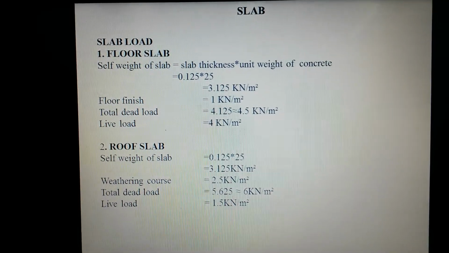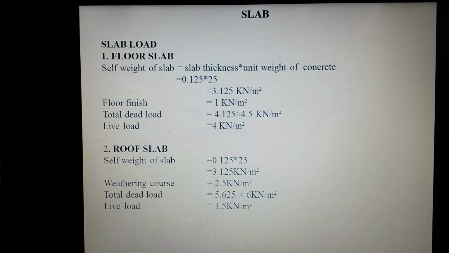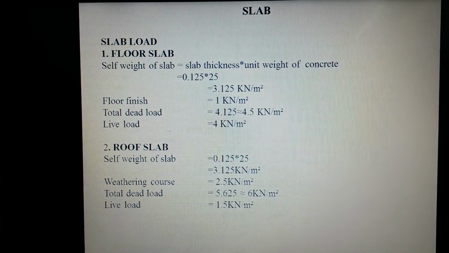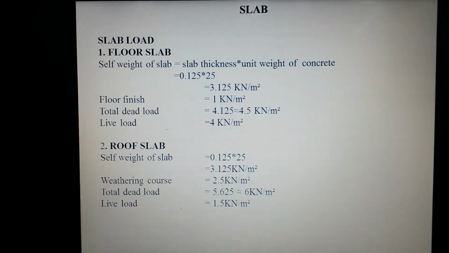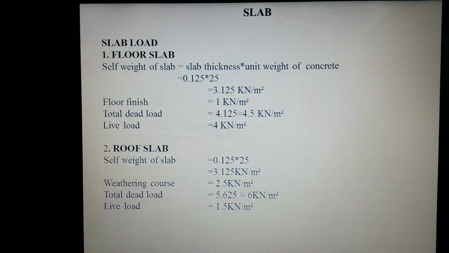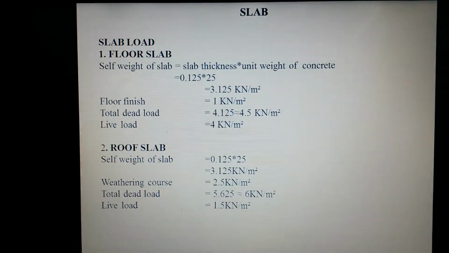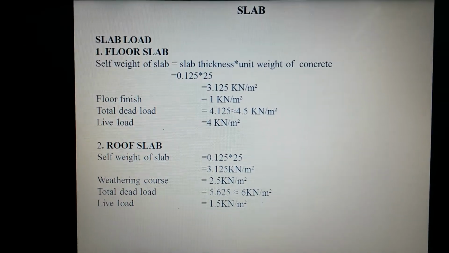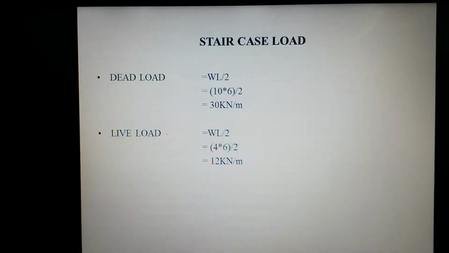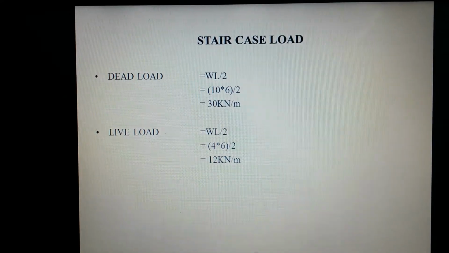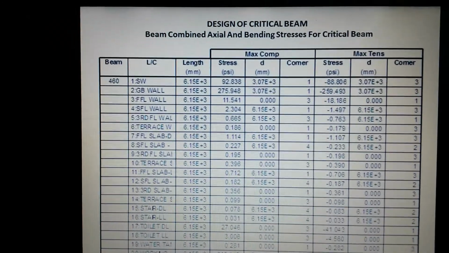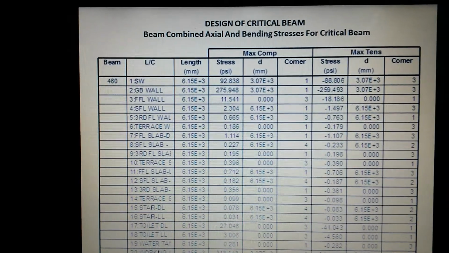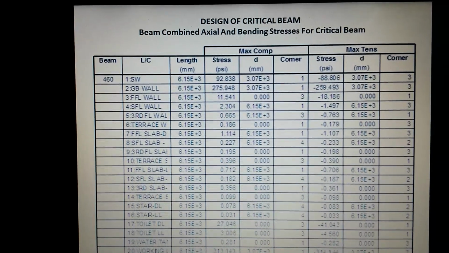Then the slab load. In this, the floor slab and the roof slab are calculated separately. For the floor slab, the dead load corresponding to the slab thickness is calculated, and a floor finish of 1 kN per meter square is given. And for the roof slab, self weight and the weathering course of 2.5 kN per meter square are added. The staircase load for both the dead load and live load is calculated separately. All these loads are applied to the elements, the beams and the columns, and the analysis result is taken.